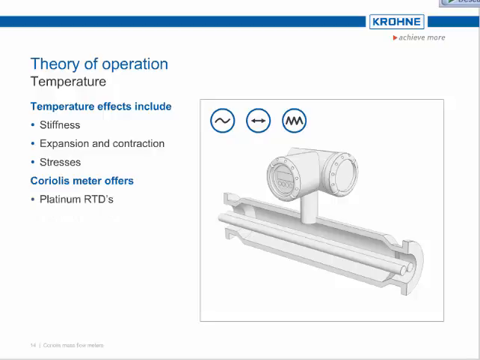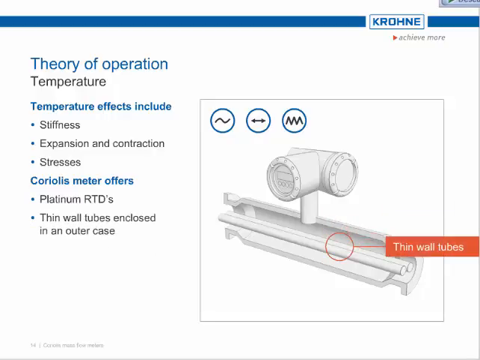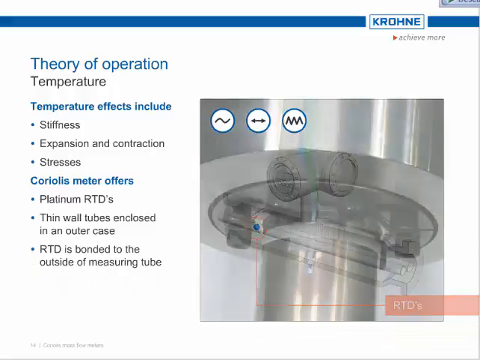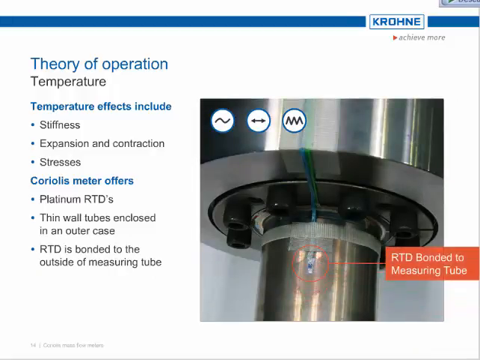resistance temperature detector, RTDs. The Coriolis meter uses thin wall tubes for the mass flow measurement, enclosed in an outer case. The RTD is bonded to the outside of the measuring tube with a thermally conductive gel to ensure good heat transfer to the sensor. This gives a good indication of the process fluid temperature. Therefore, the temperature data is also made available to the user and the control system.